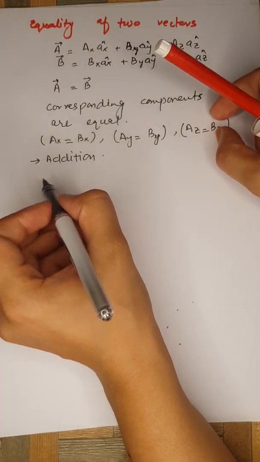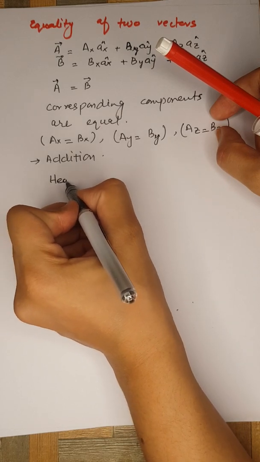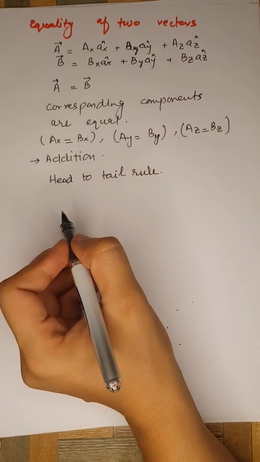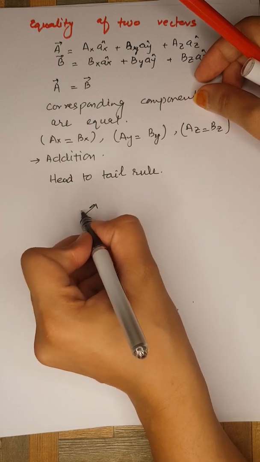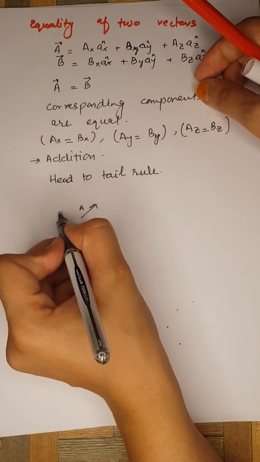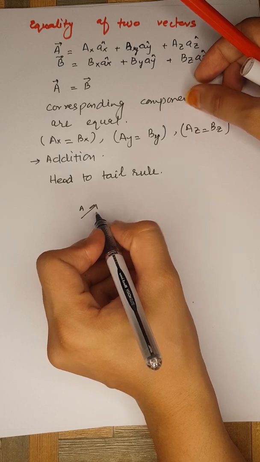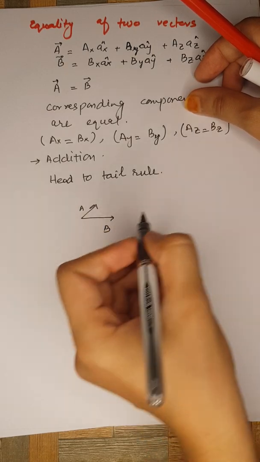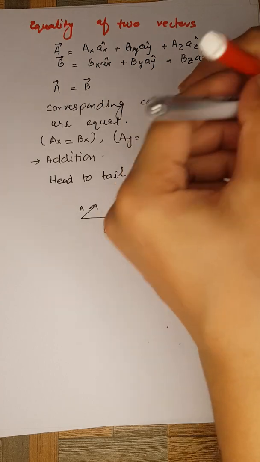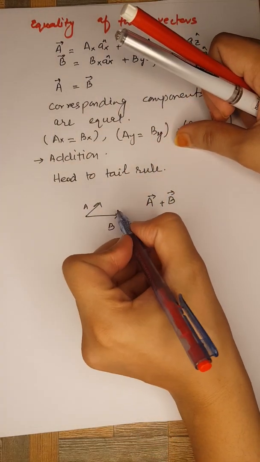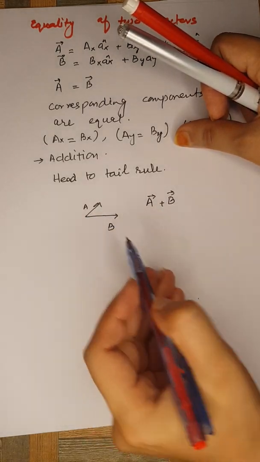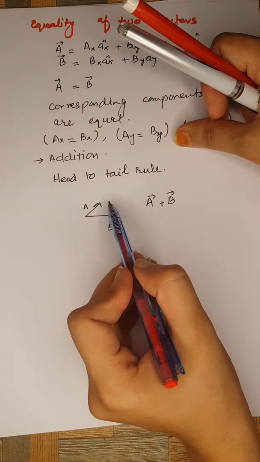So addition of vectors follows the head to tail rule. When you add two vectors, let's say we are given a vector A and a vector B. Let me just draw it somewhere over here. Now I want to perform the operation A vector plus B vector. So graphically, how can we do that? We need to join the head of one vector with the tail of another vector, and this can be done by dragging either A on B or B on A.